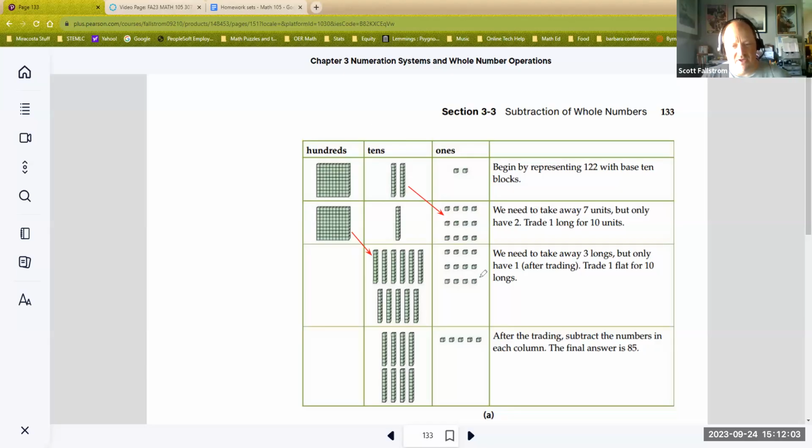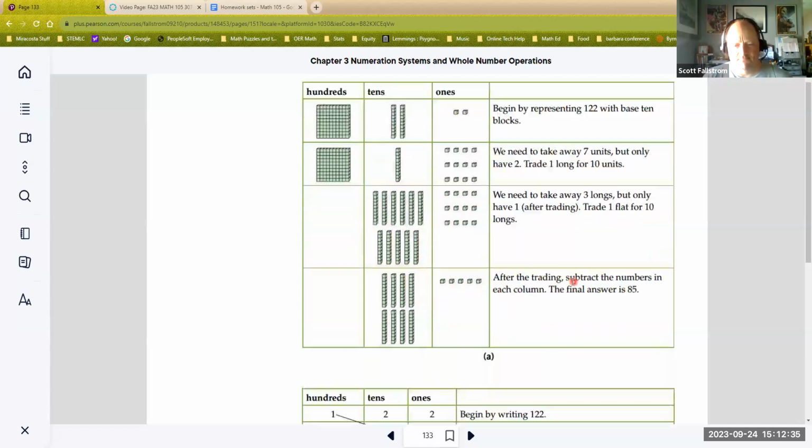Now the subtraction here would be, I need to take away 85. So I take away 5 of these. 1, 2, 3, 4, 5 right there. I need to take away 3 longs. So I take away 3 longs right here. And I just take those completely out of the picture. That leaves behind 8 longs or rods and 5 of the unit blocks or ones.